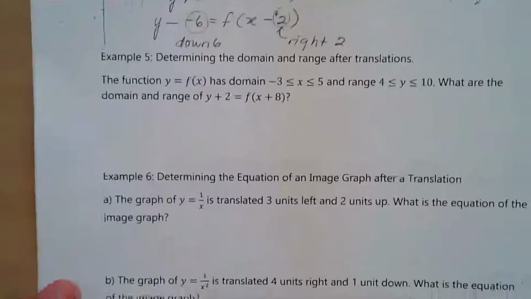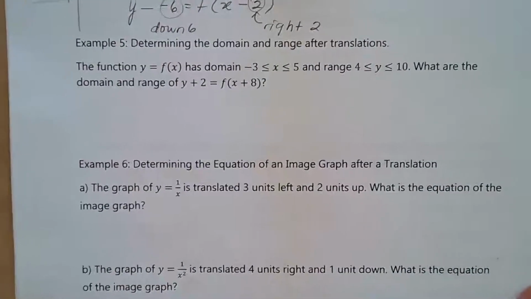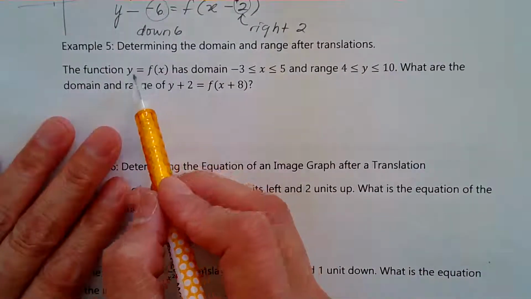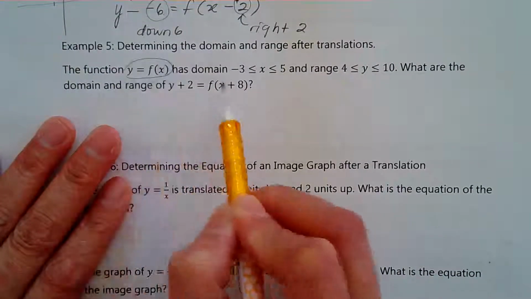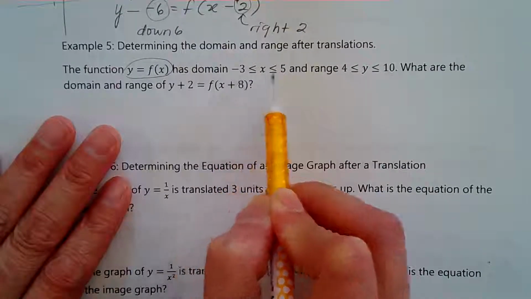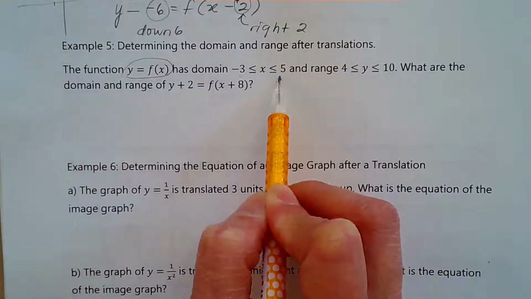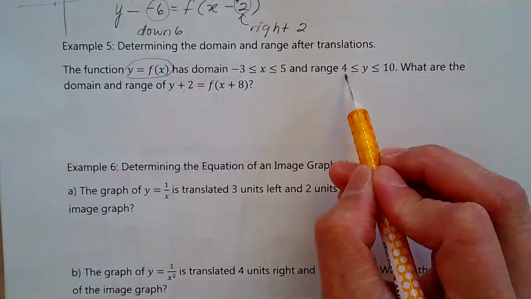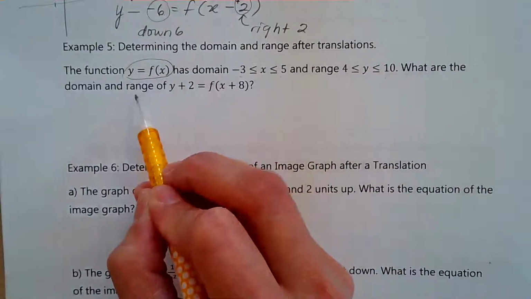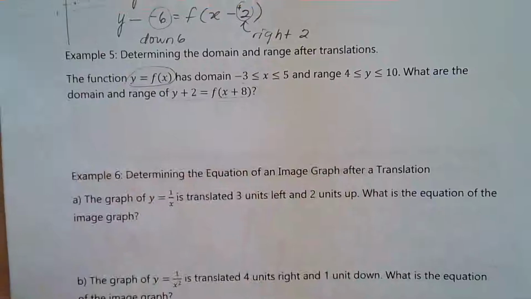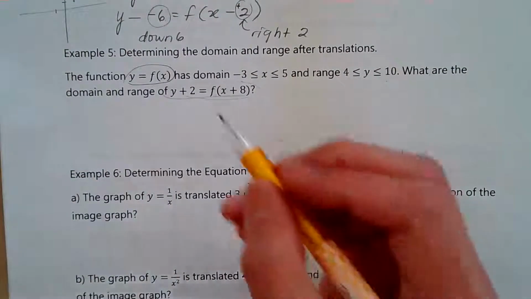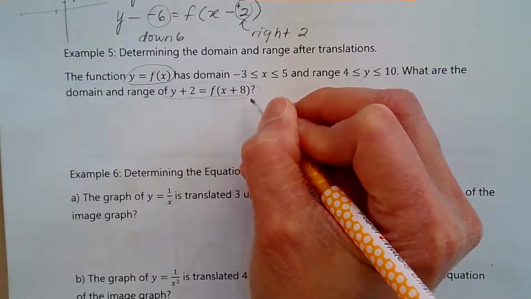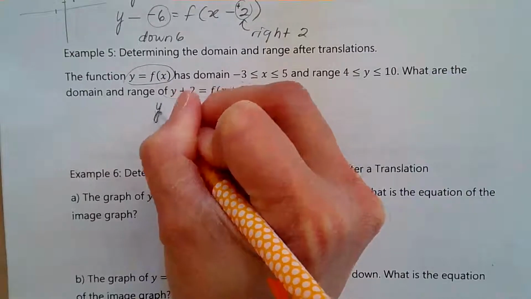Okay, let's do example 5. Determine the domain and the range after the translation. Let's see here. y equals f of x, and the domain is between negative 3 and 5. The range is from 4 to 10. What is the domain after it's been transformed? Well, what are the transformations? 8 to the left.